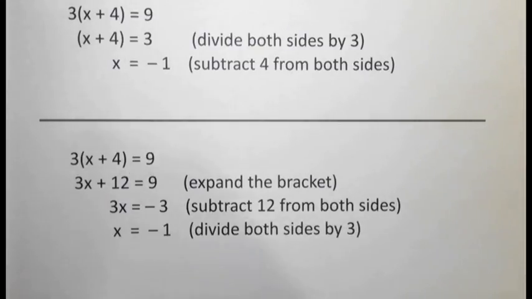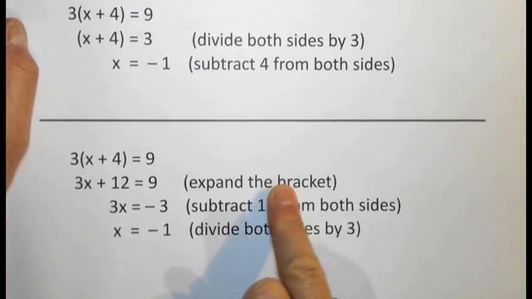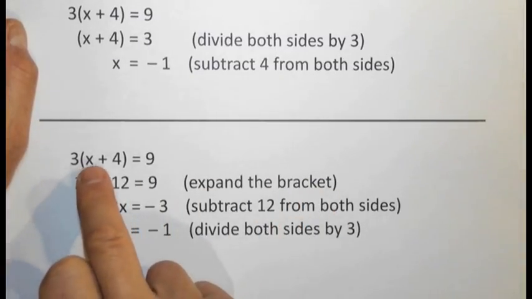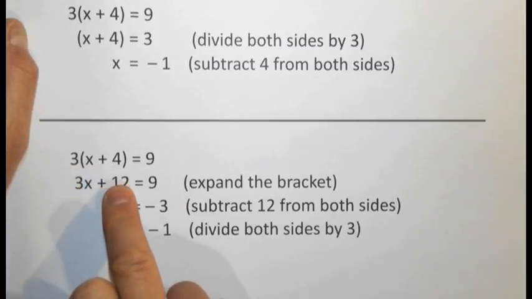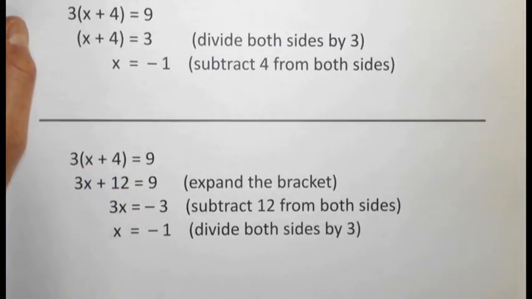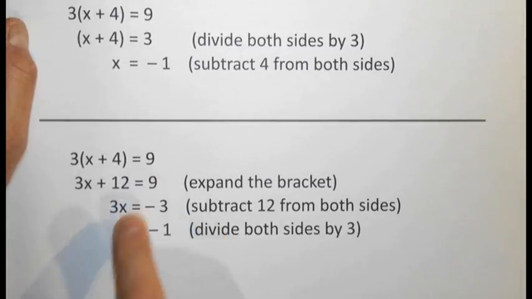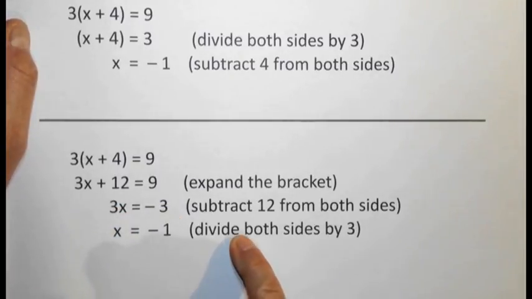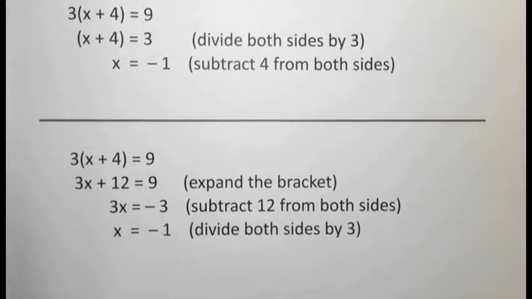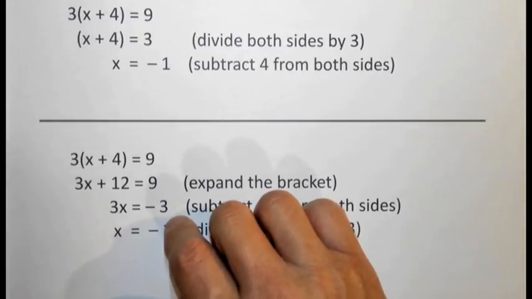Do it another way. First, we expand the brackets. So we multiply the terms in the bracket by 3. So we have 3x + 12 equals 9. And then subtract 12 from both sides, which means we have 3x equals -3. And we divide both sides by 3, giving us x equals -1. So both ways are acceptable.